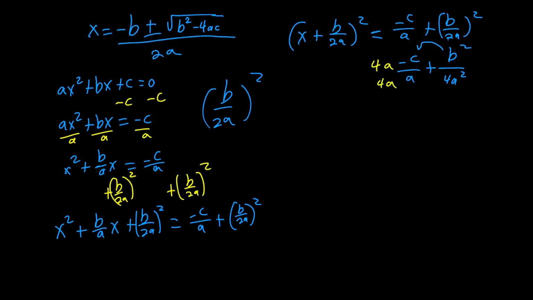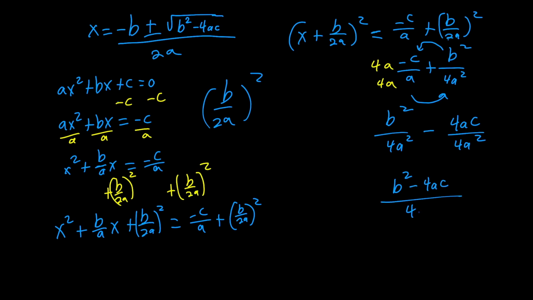And I'm also going to switch the order of these because the commutative property of addition says it doesn't matter what order we do it in, but this will allow us to have a subtraction instead of a negative plus a positive. So we'll have b squared over 4a squared on the left minus 4 times a times c over 4a squared. And from there, we can add the numerators, or in this case, subtract the numerators. We'll have b squared minus 4ac over 4a squared.